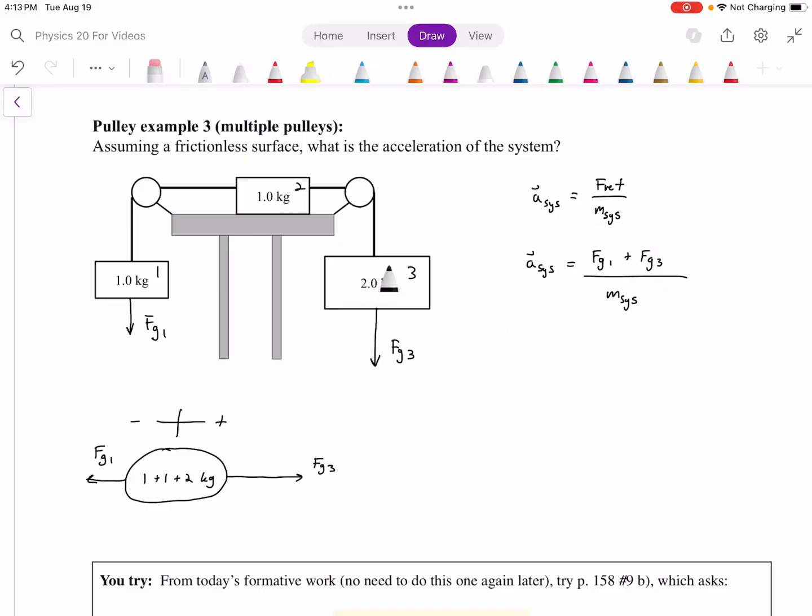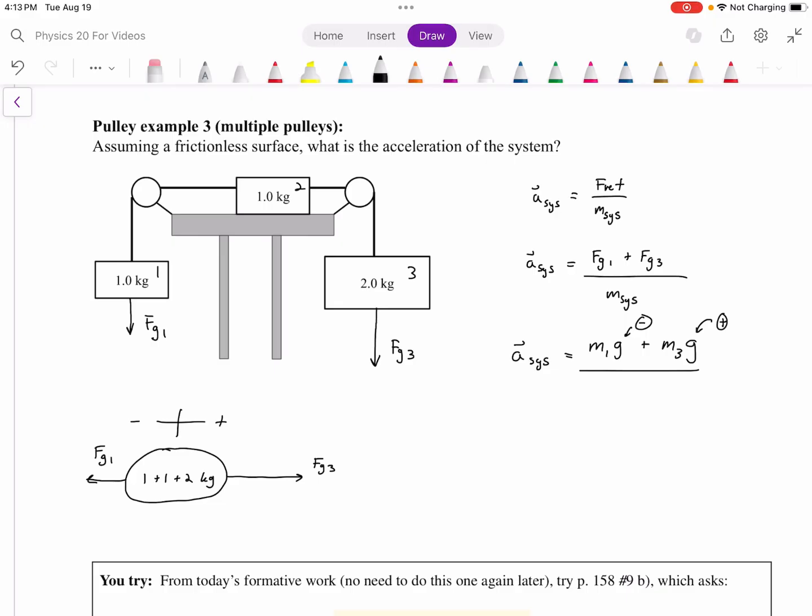But that makes sense because from the system's perspective, these two forces of gravity are in opposite directions, right? They are tugging the system in opposite directions. So let's break these down. Fg1 is of course going to be mass 1 times 9.81, and Fg3 is going to be mass 3 times 9.81. I'm going to make this one positive because this one is trying to move the system, and this one is actually resisting the direction the system will move. And so for Fg1, I'm going to make it negative 9.81.